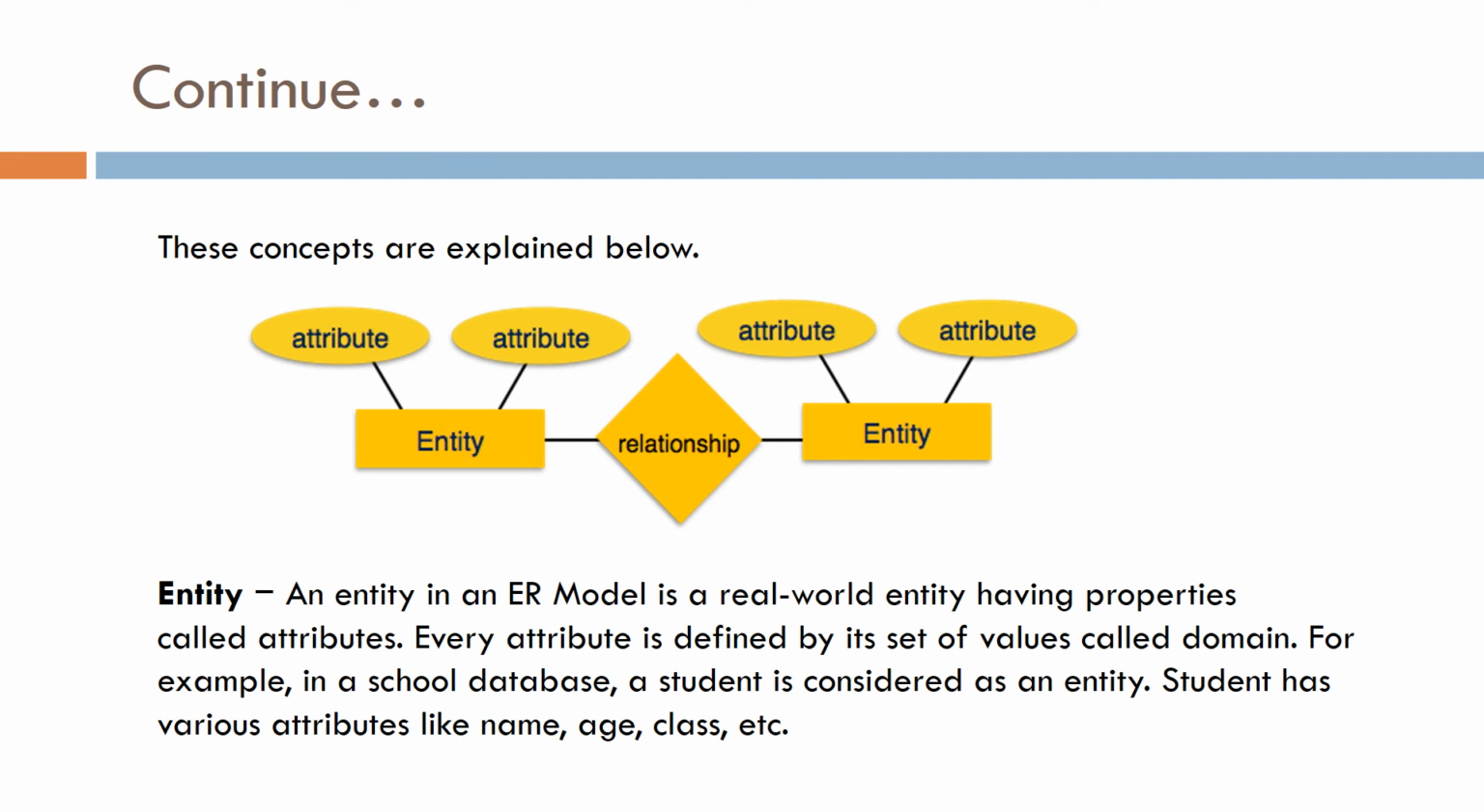The concept explained here with two entities in rectangle shape, and relationship in a diamond shape, which is between two entities. There is one relationship, and each entity having different attributes connected with that. So entity in an ER model is a real world entity having properties called attributes. Every attribute is defined by its set of values called domain. For example, in a school database, a student is considered as an entity. Student has various attributes like name, age, class, etc.